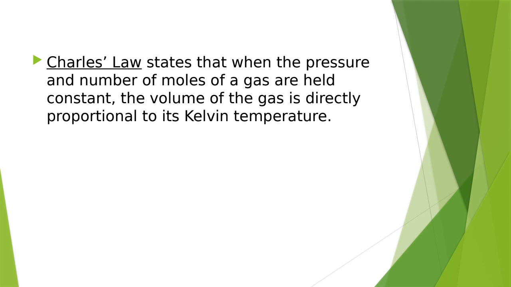So Charles' law deals with temperature and volume of gases. And as long as the pressure and the moles stay constant, then the volume of the gas is directly proportional to its Kelvin temperature. When variables have a direct relationship, we write them as a division of each other. So V1 over T1 is going to equal V2 over T2. And don't forget, with temperature now, we need to be mindful of the Kelvin temperature.